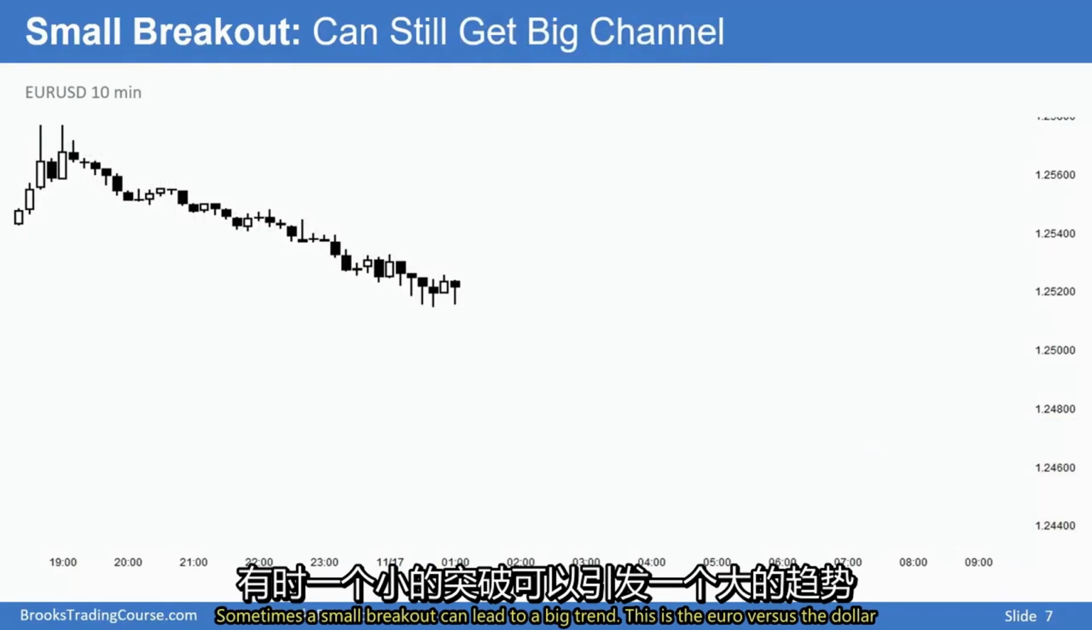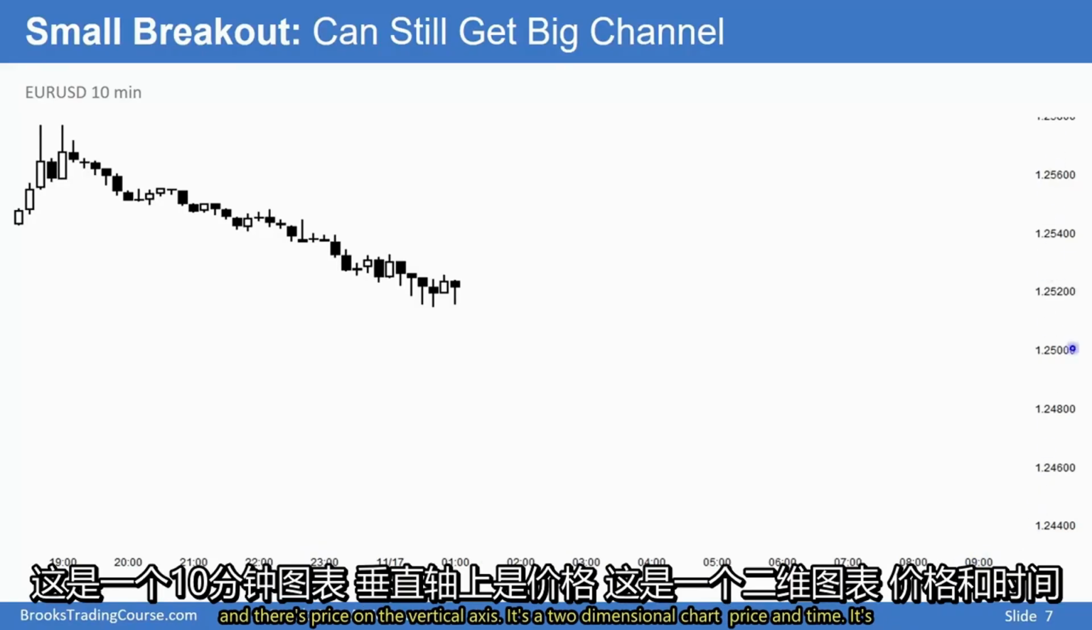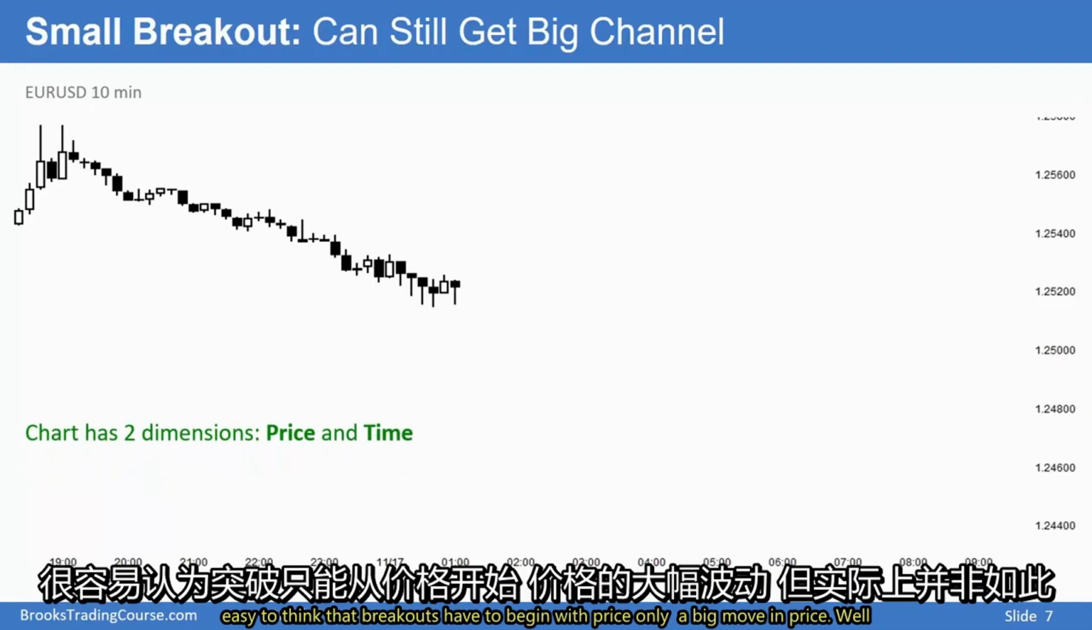Sometimes a small breakout can lead to a big trend. This is the euro versus the dollar, a 10-minute chart. Now look at this. There's time on the bottom, and price on the vertical axis. It's a two-dimensional chart, price and time. It's easy to think that breakouts have to begin with price only, a big move in price.